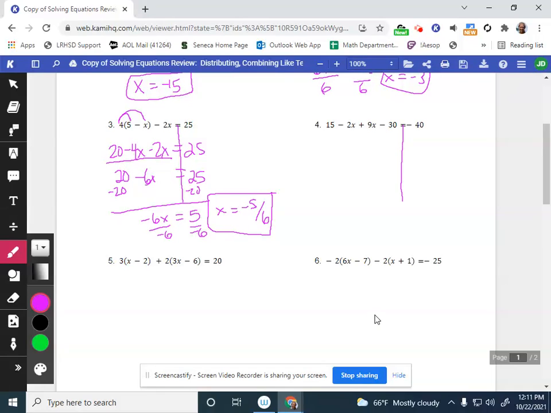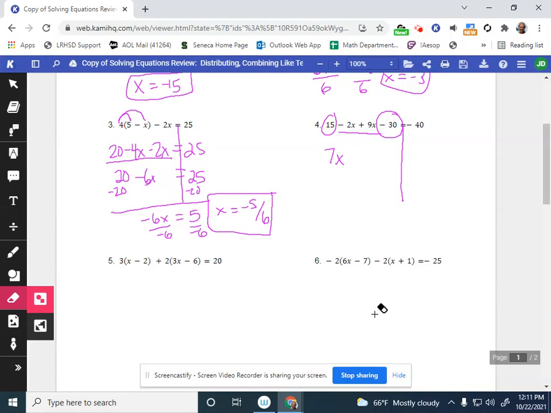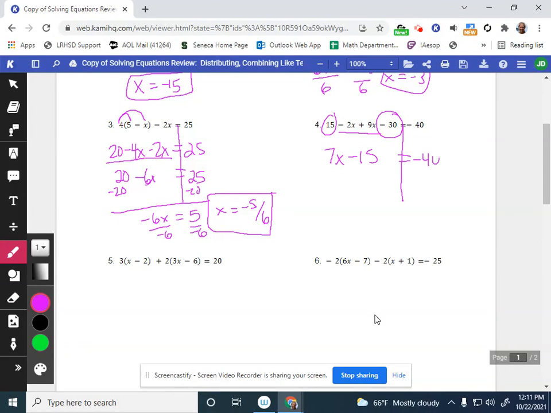Number 4, I'm going to reduce the left-hand side. So I'm going to combine these two like terms of 7x. And I'm also going to combine the two numbers that don't have x's. 15 minus 30 is a negative 15. So a minus 15 equals negative 40. Add 15 to both sides. We're going to get 7x equals negative 25. Divide both sides by 7. X equals negative 25 over 7. That cannot be reduced. That's my final answer.